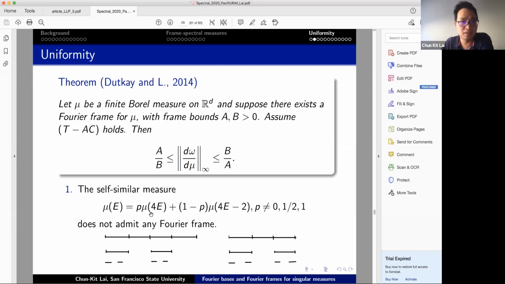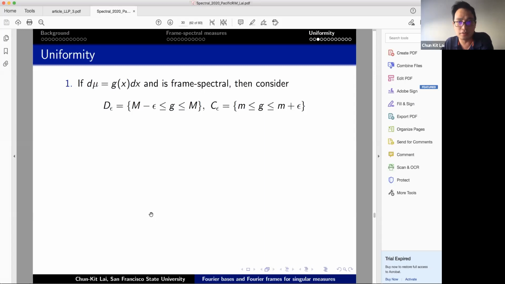uniform enough. This also provides another interesting proof about absolutely continuous measures, because if you have an absolutely continuous measure which is frame-spectral, now I consider the upper bound as the density that is slightly below the upper bound and slightly above the upper bound.